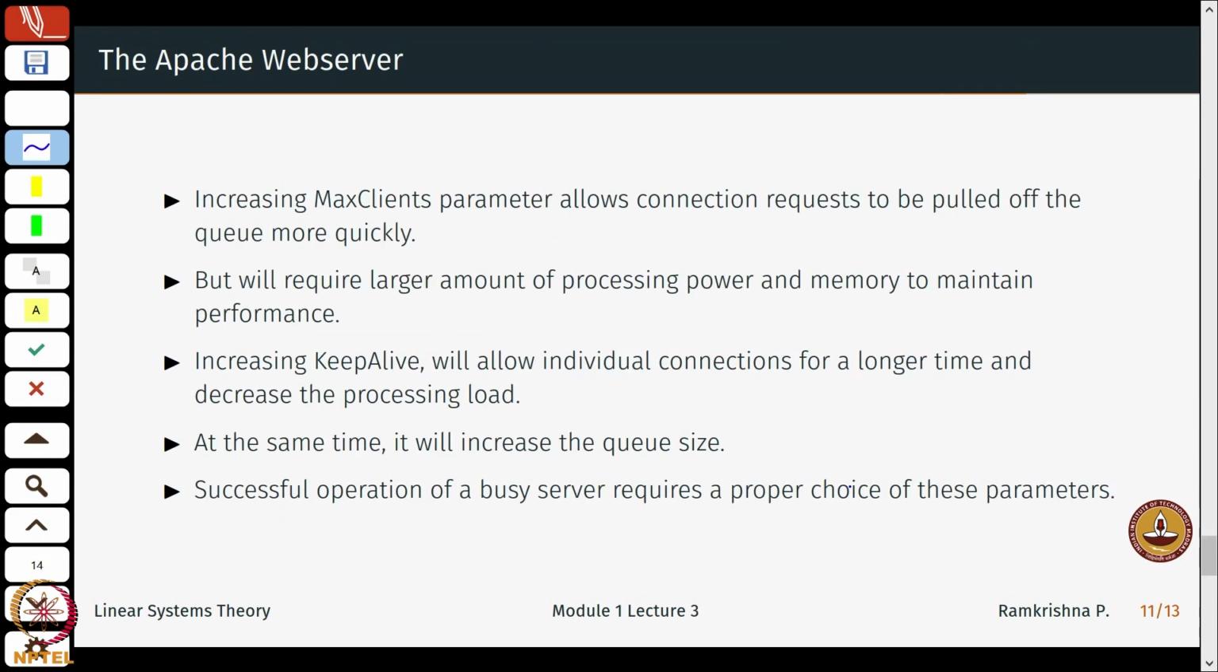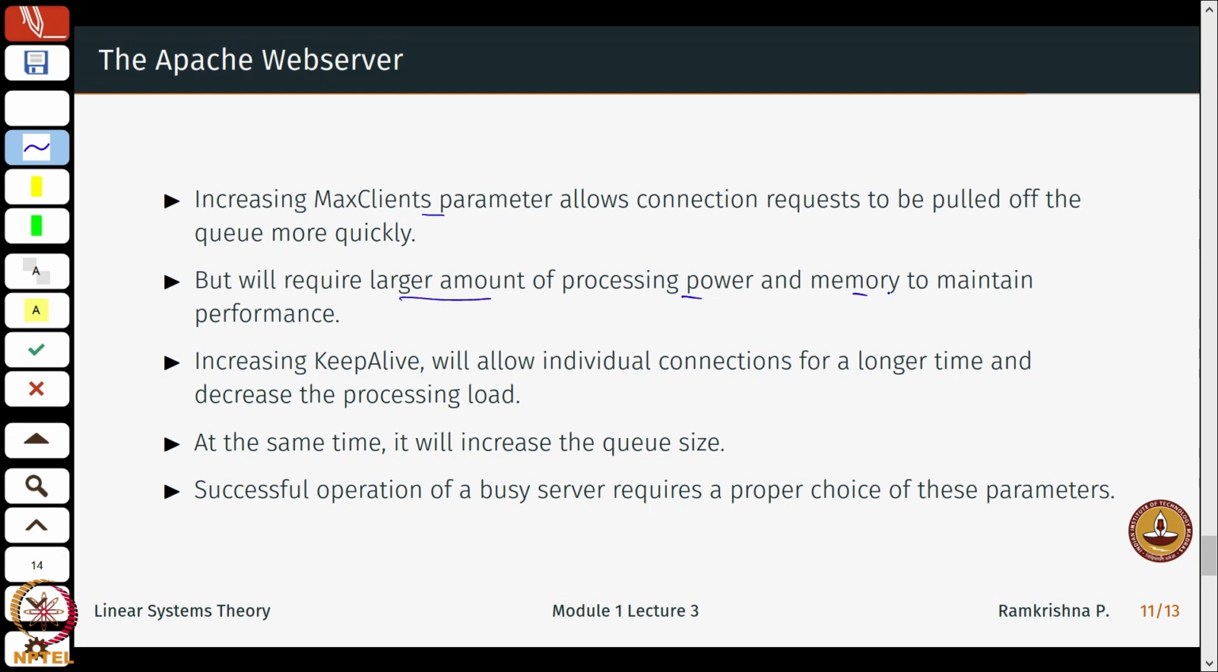So what happens if I increase the MaxClients, right? If I increase the MaxClients, I can actually pull off more requests from the queue, and therefore possibly serve more requests in a given amount of time. Okay. Now, if MaxClients are increased, I have to serve the requests of all those people, and that will require a larger amount of processing power and memory to maintain performance. Sometimes I can say, well, let the service be slow, I can just take in as many people as possible. Well, that is not typically allowed, right?